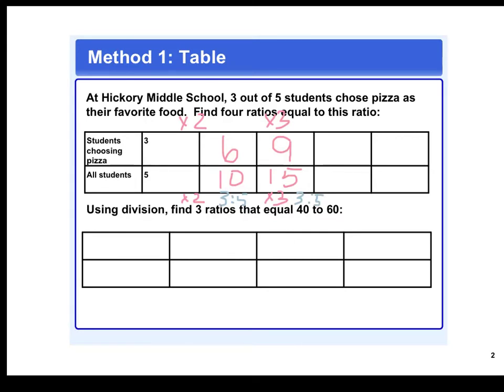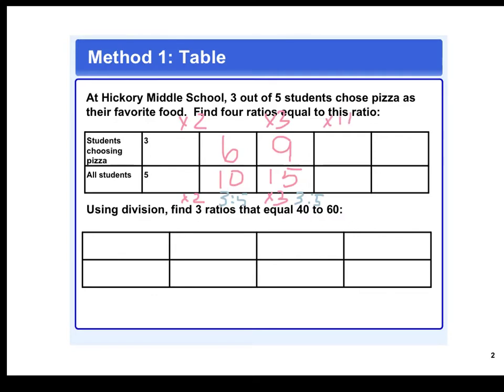Sometimes tables will follow a pattern like I'm doing here, going up by 2, by 3, and I could go on by 4 and 5 at the end. What I have to remember is, just like fractions, any equivalent ratio, as long as I multiply the numerator and denominator by the same thing, is going to work fine. So I could skip all the way up to, let's say, 11.